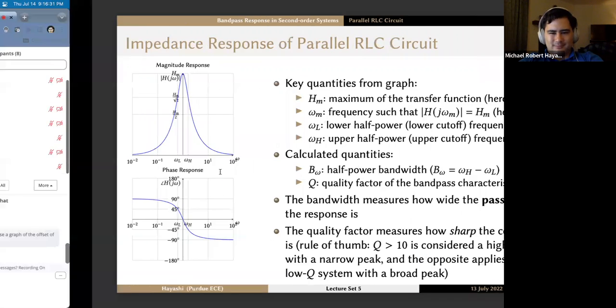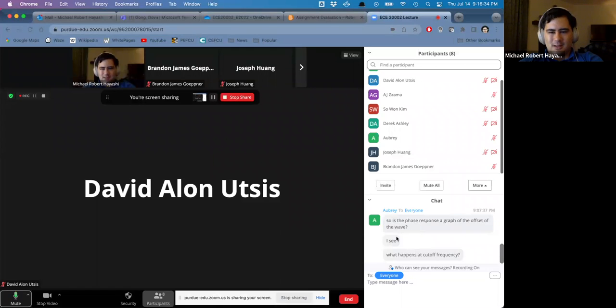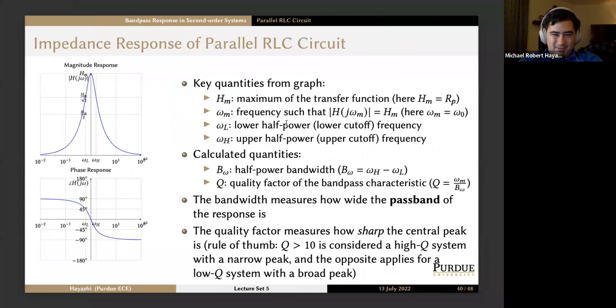What questions do we have? What happens at the cutoff frequency? The name half power frequency is very telling. It is the frequency where, compared to the maximum, you have half the power being transmitted. Because 1 over square root of 2, when you square it, becomes 1/2 when you do a power calculation.